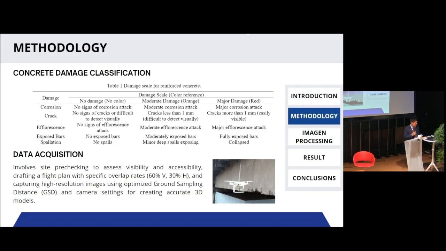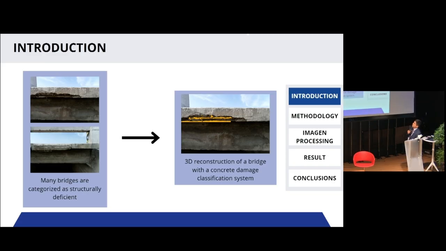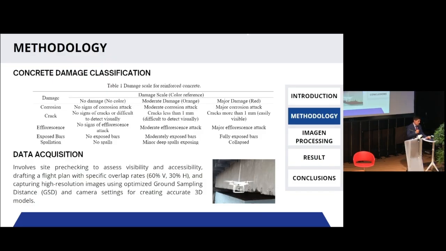Okay, we have the next table that we made from past research. As you can see, we consider 3 different scales. The first one, no damage, with no color. Moderate damage, orange, and then major damage, red. And also we consider the 5 main concrete damages. Those are corrosion, cracks, efflorescence, exposed bars, and spalling. This is so important because, as you can see in the last image, we have yellow parts, which we consider as moderate damage, the yellow or orange.